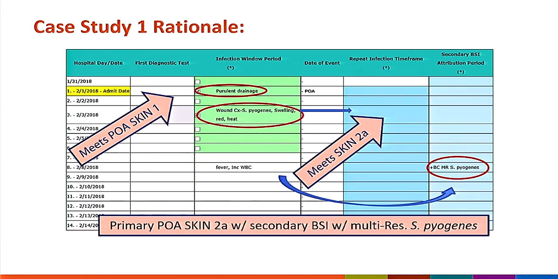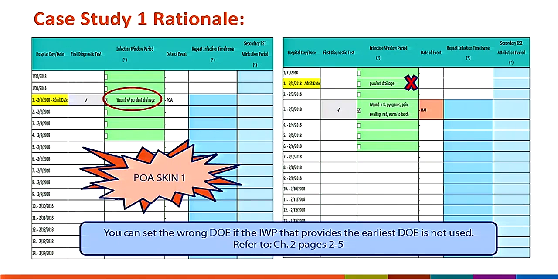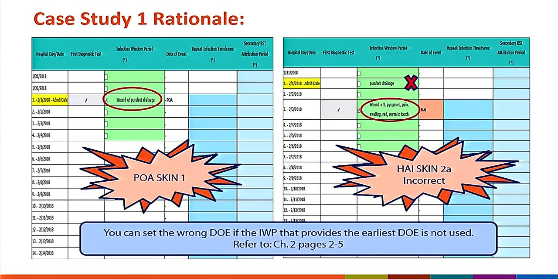In this case, this is, however, a case of secondary BSI with multi-resistant strep pyogenes. So even though you've set a secondary BSI attribution period here and a repeat infection time frame, this 2A is occurring during the repeat infection time frame, and so that's why you can say that it's all one event and it's secondary. Hopefully that makes good clinical sense as well. And really this again drives home the fact that you would not want to use the wrong or later infection window period and have to call this a healthcare-associated infection.